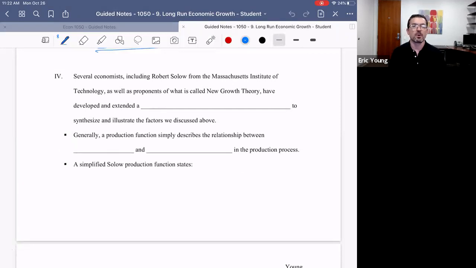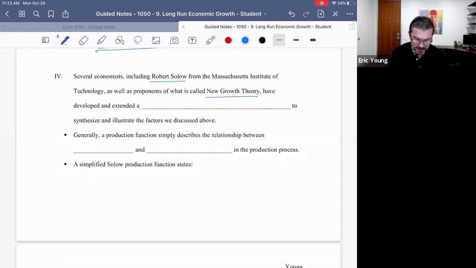One of the big people behind this production function way of thinking is a great economist named Robert Solow. He's a professor of economics at MIT. So a lot of the work that I'm talking about here goes back to his theories, which have become very powerful and very well regarded, okay? We also have a group of proponents known as the new growth theory economists, who have taken the Solow model and expanded it even further, okay?